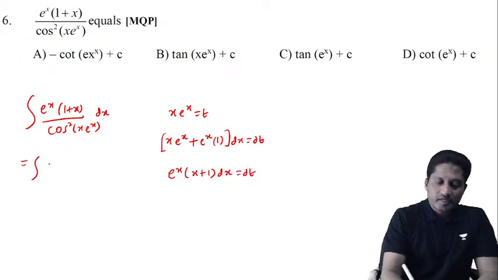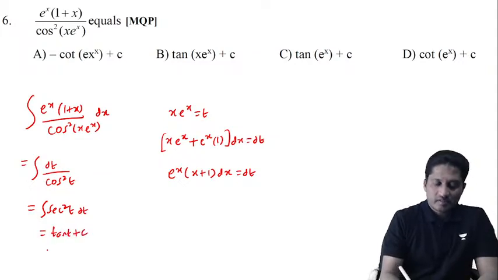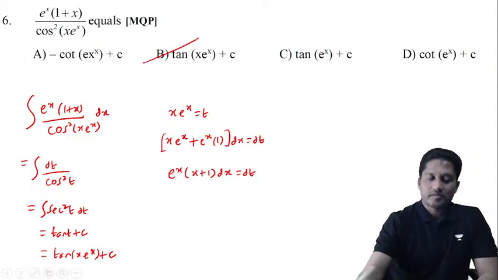So this becomes numerator dt divided by cos square t. 1 by cos is sec, you get sec square t dt. Integration of sec square t is tan t plus c. Substitute the value of t, you get tan of x into e power x plus c. Answer is option B.